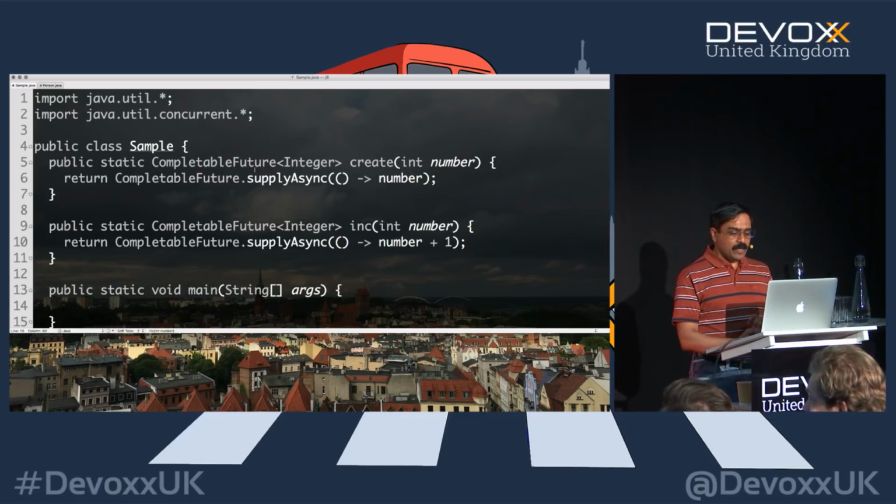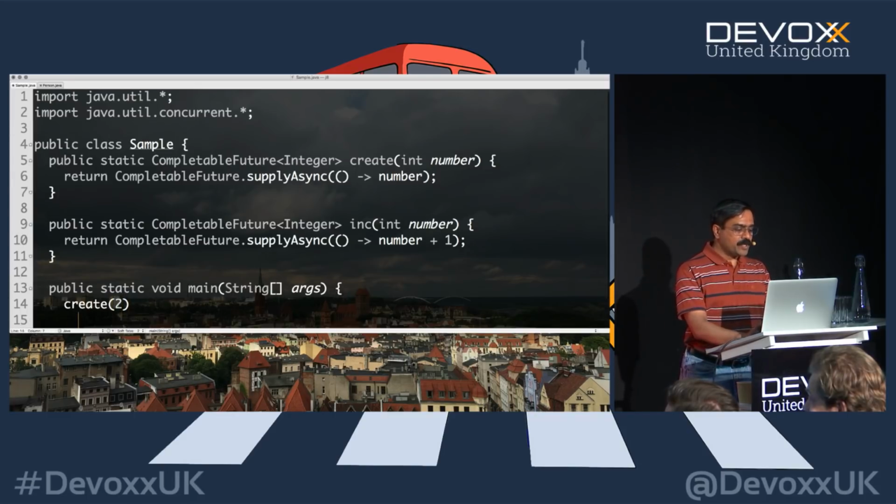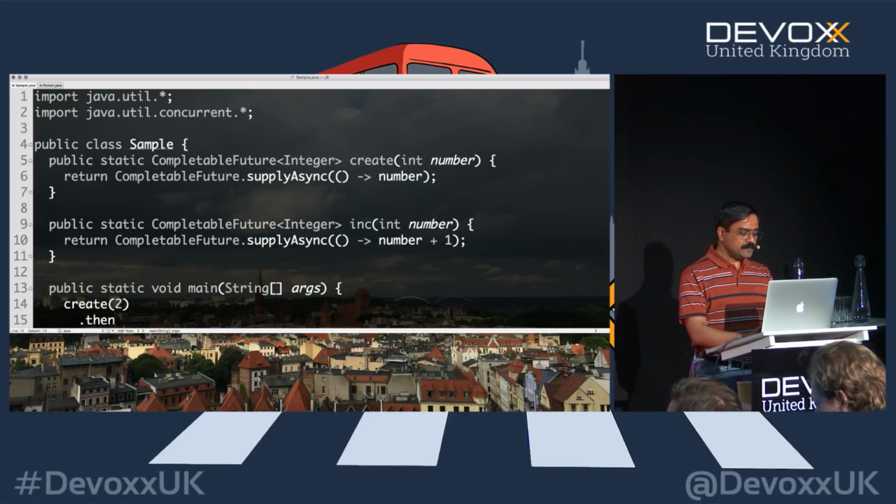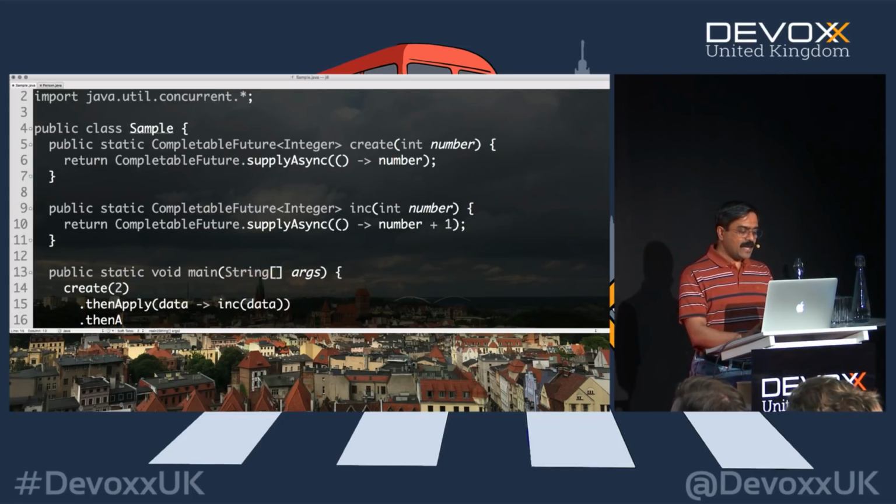Okay, great. Now I go back over here and call the create method. And what does create do? It takes a 2 and returns a completable future. Well, okay, it's going to return just the 2 back to us. Then I say then apply, and I take the data, and I'm going to say now, return increment of data. Then I say then accept, and I'm going to say, given the result, go ahead and print out the result.